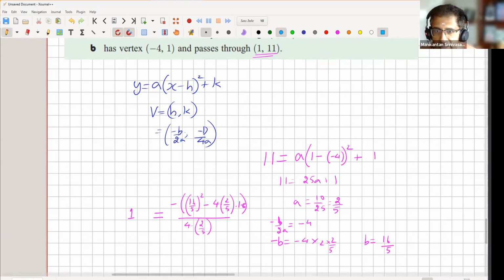So my vertex form is y equal to a times (x minus h) whole square plus k. H is what? This is my h and this is my k. So y equal to a times (x minus minus 4) whole square, plus k, which is plus 1. And then in the next step, put x equal to 1 and y equal to 11. That way it's clear.